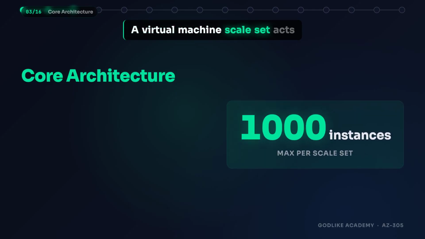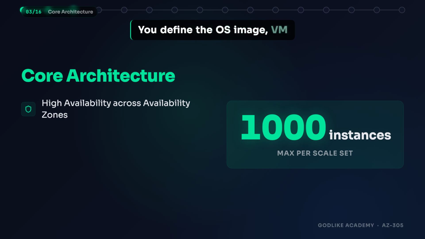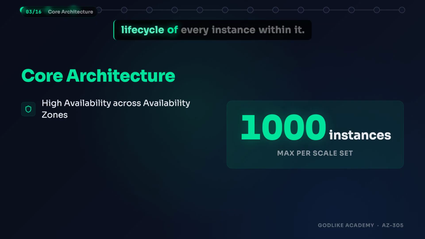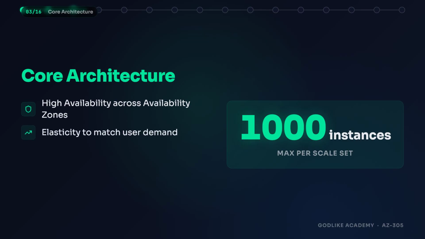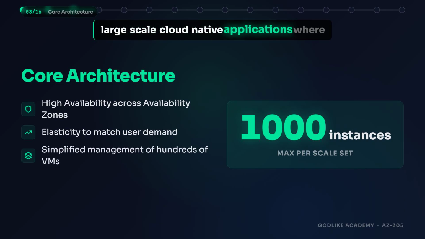A virtual machine scale set acts as a template for your infrastructure. You define the OS image, VM size, and networking once, and the scale set orchestrates the lifecycle of every instance within it. This allows you to deploy hundreds of identical, load-balanced VMs in seconds. The real power comes from elasticity. You can scale out during peak hours and scale in during lulls to optimize costs. Azure supports up to 1,000 instances per set, making it ideal for large-scale cloud-native applications where manual management would fail.